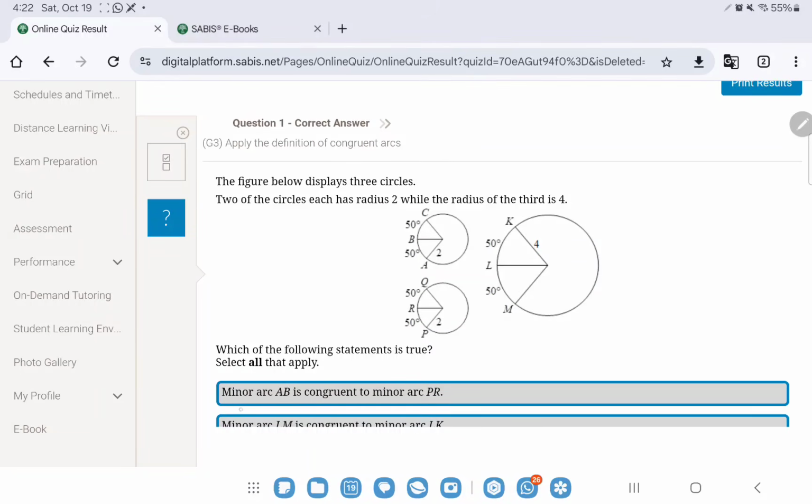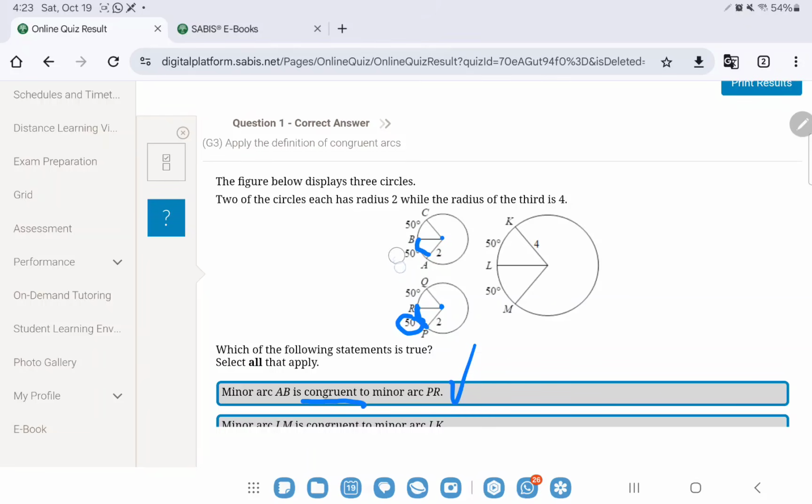First option is telling us minor arc AB is congruent to minor arc PR. So where is it? AB, this, is congruent to PR. We know that if you have two central angles in circles that both have radii of 2, if you have two circles with the same radius and their angles are equal for the arcs, then they are congruent. So this one is definitely correct.